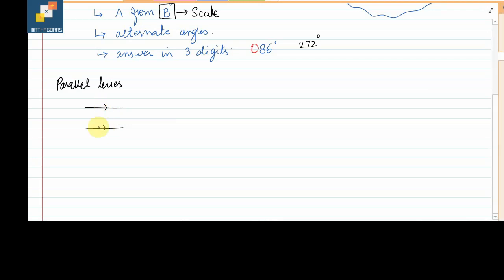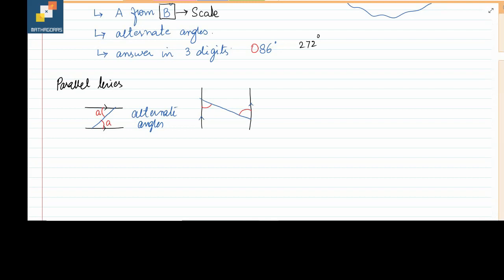Now if a single line cuts these two parallel lines, then we say that this angle and this angle are equal, and we refer to those angles as alternate angles, right? Either the lines are horizontal or the lines are vertical, the concept remains the same. This angle and this angle are the same in the case of parallel lines. So keep in mind that alternate angles exist only where there are parallel lines. If the lines are not parallel, you cannot conclude that the angles are alternate. So first thing, you must be clear regarding parallel lines, right?